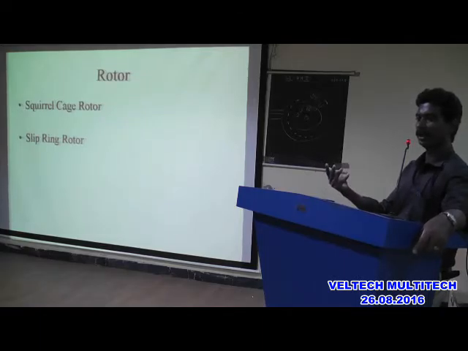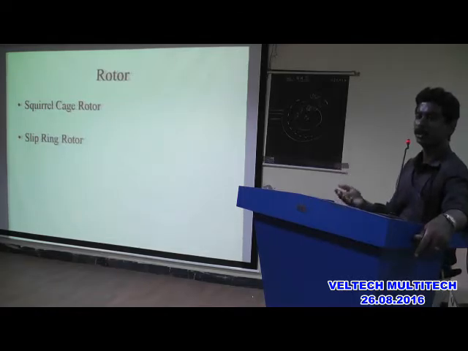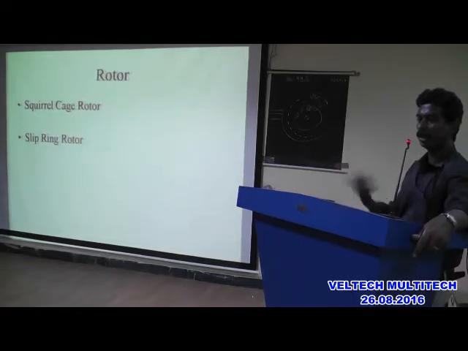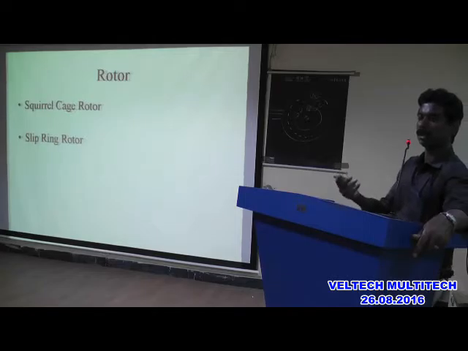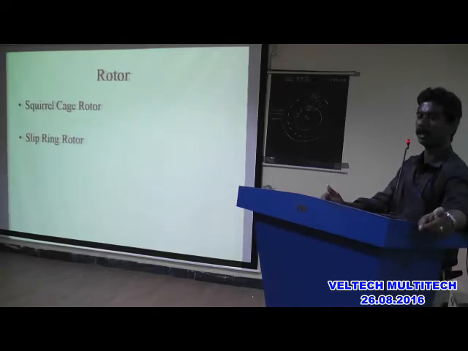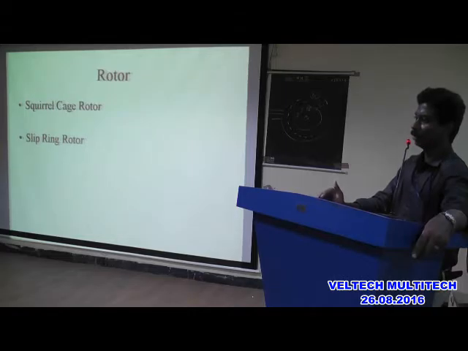But in slip ring induction motor, you can add the external resistance. By adding the external resistance, you can increase the starting torque. But in squirrel cage induction motor, you cannot increase the starting torque. One more important thing, the slip ring induction motor has good starting torque, poor running performance. But squirrel cage induction motor has good running performance, poor starting torque.